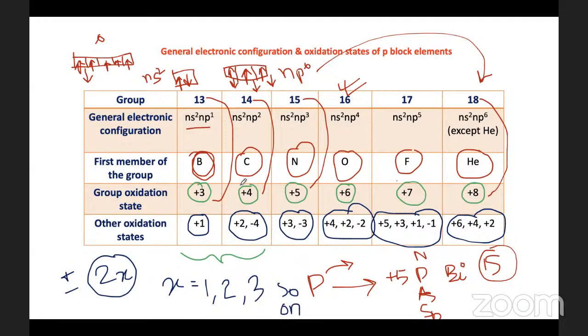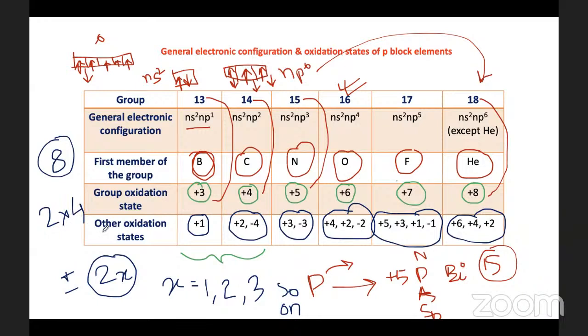Here you can see, for a group 14 element, the most common oxidation state is +4, and one of the least common is -4. If we subtract -4 from +4, we get a mod value of 8. So 8 is a multiple of 2, where x is 4, so it can be written as 2 into 4.